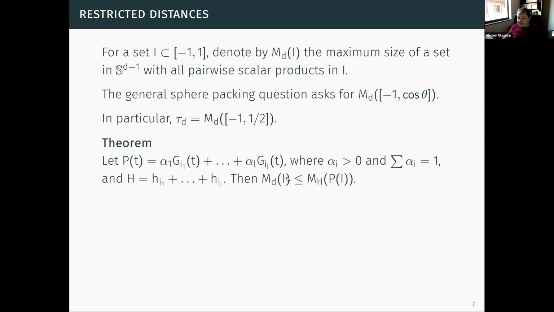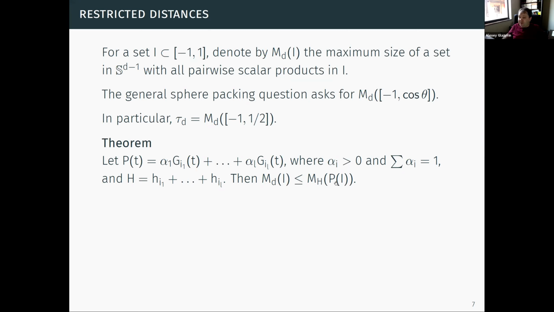Because from a restricted set in dimension D, we got a restricted set in the dimension H. So it's a fairly general approach. And let's try to get something out of it. So again, how's that supposed to work?